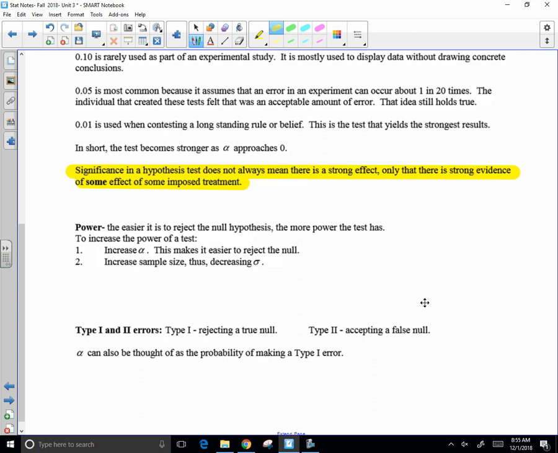I find that, so therefore probably works. Anyway, if you increase the sample size, your variation decreases, and therefore your test becomes more powerful.